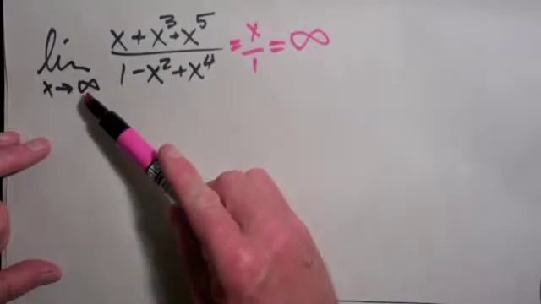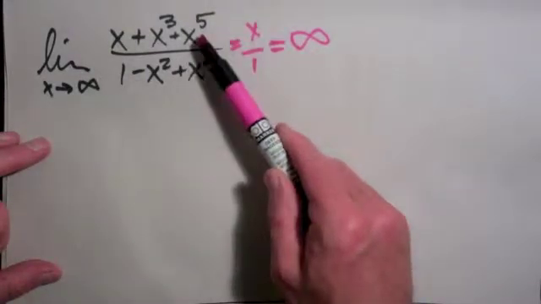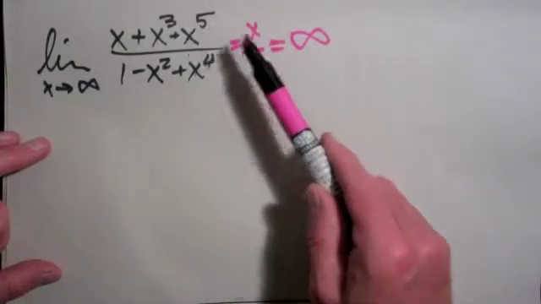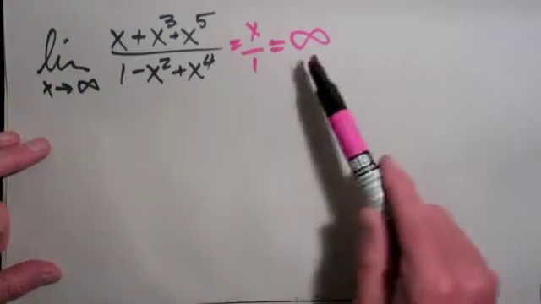Because if that were going towards negative, then you'd have a negative number because it's odd and it would go towards negative infinity, but it isn't.